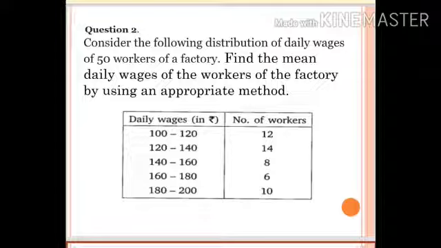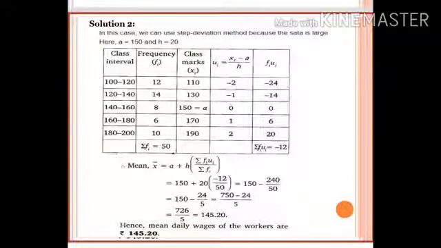Now daily wages is given as 100 to 120, number of workers 12; 120 to 140, number of workers 14; 140 to 160, number of workers 8; 160 to 180, number of workers 6; and 180 to 200, number of workers 10. So in this case we can use the step deviation method because the data is large. Now A is 150 and h equals 120 minus 100, that is 20.